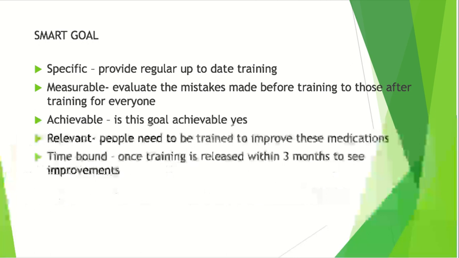So, our SMART goal. This goal is specific as we want to provide regular up-to-date training, so this can decrease the amount of errors. This can be measured by comparing the amount of mistakes made before training to those after training. This goal is achievable. This is relevant to the topic as new and existing health practitioners should have up-to-date training to prevent medication errors among patients, and it's time-bound, so we're doing it in a 3-month period.